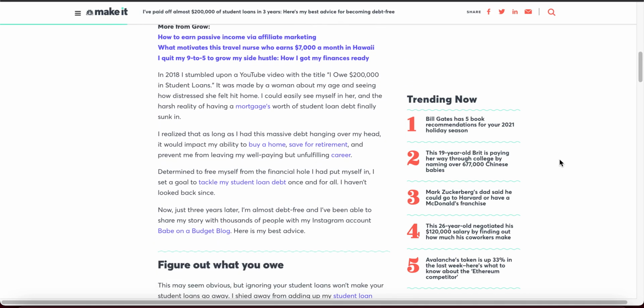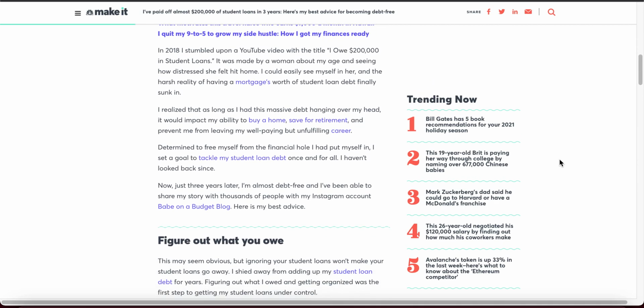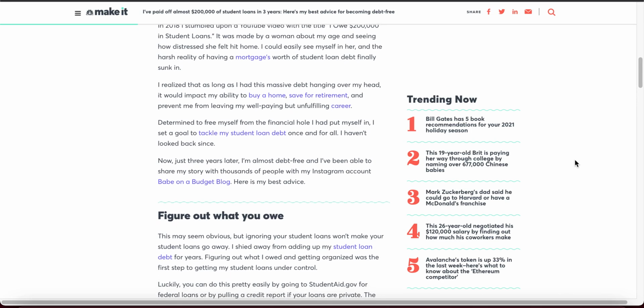Here's my best advice. Figure out what you owe. This may seem obvious, but ignoring your student loans won't make your student loans go away. I shied away from adding up my student loan debt for years. Figuring out what I owed and getting organized was the first step to getting my student loans under control.